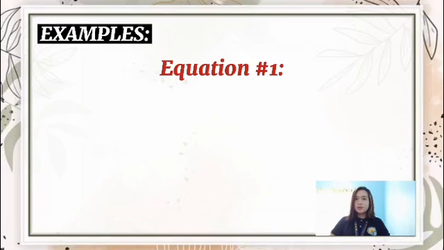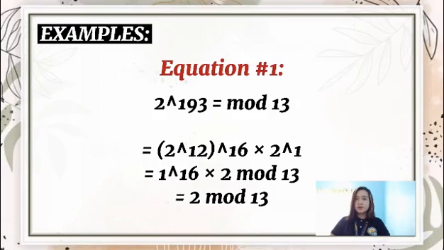Equation number 1, 2 raised to 193 congruent modulo 13. 13 is a prime number, so we use rule number 1. So 13 minus 1 is equal to 12. So now it will be the quantity of 2 raised to 12. So 193 divided by 12 is equal to 16.